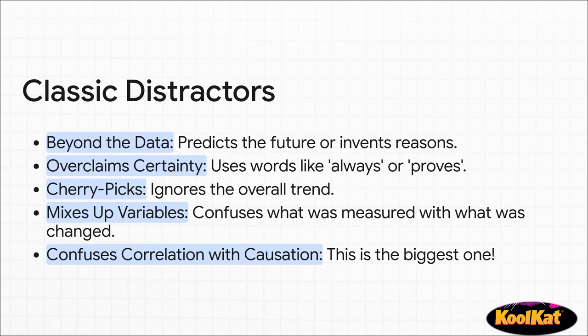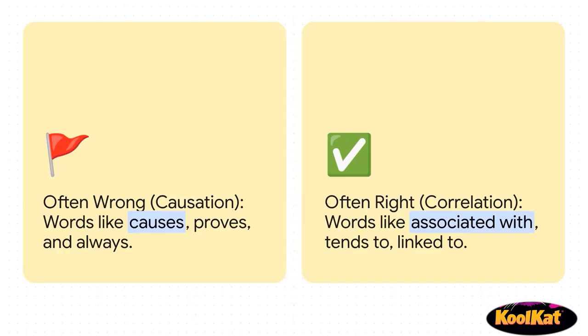Let's zoom in on that. You have got to pay attention to the exact words they use on the test. It's almost a game. The GED test makers love to see if you know the difference between saying two things are just linked versus saying one thing actually causes the other. So words in that left column, "causes," "proves," those should set off alarm bells in your head. They are huge red flags. The words on the right, though, "is associated with," "tends to," those are much safer. They're more cautious and usually a much better bet.